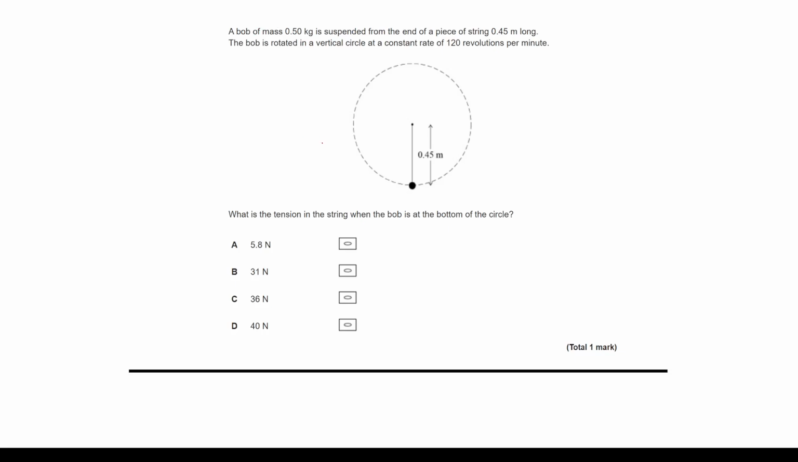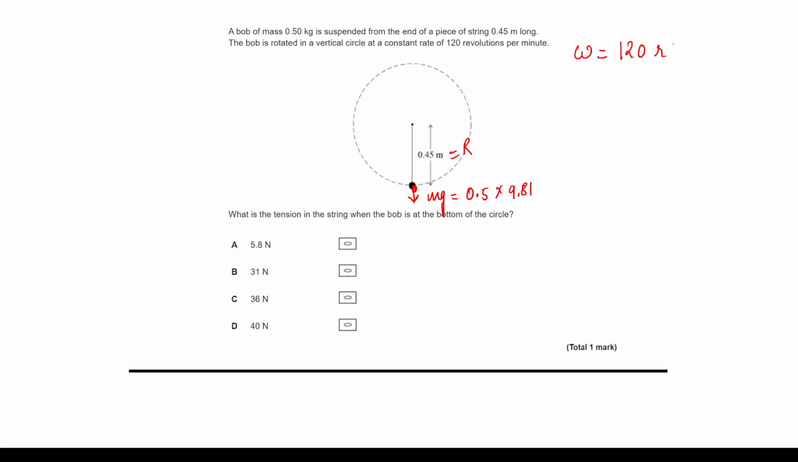Okay, let's do this one. A bulb of mass 0.5 kg is suspended from the end of a string. So you have 0.5 kg. I'm just going to show mg, which is 0.5 times 9.81. The string is 0.45, so this is my radius. It moves in a vertical circle at a constant rate of 120 revolutions per minute. So that is my omega.